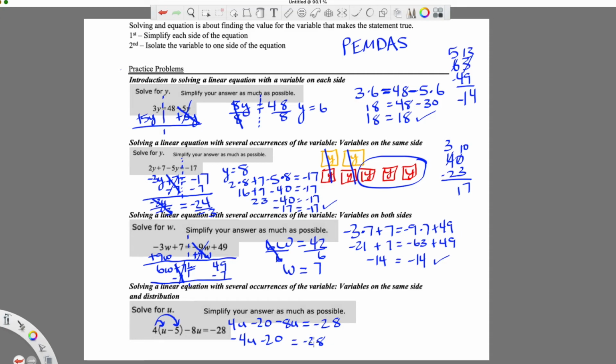So now I'm going to undo the addition subtraction. So I'm going to add 20 to both sides. Again, be careful about that, because negative 4 is not being subtracted, it's being multiplied. So I'm going to draw my line. Negative 4 is going to come over here. Negative 20 plus 20 cancels. Negative 28 plus 20 gives me negative 8, because it would be 28 minus 20, which is 8. And then 28's bigger, and it's negative, which makes my answer negative.